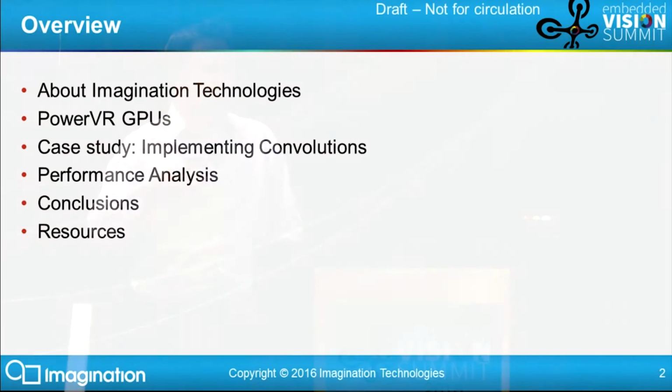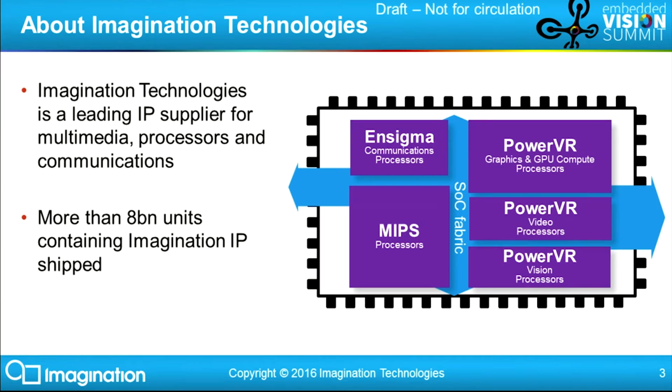Okay, so I'm just going to talk this afternoon about implementing convolutional neural networks, and particularly focusing on inference on mobile GPUs. So just an overview of the talk. I'm going to give an introduction to Imagination Technologies and talk about PowerVR GPUs. We're going to look at a bit of a case study for implementing CNNs, provide some performance analysis and some conclusions, and then there are some resources at the end.